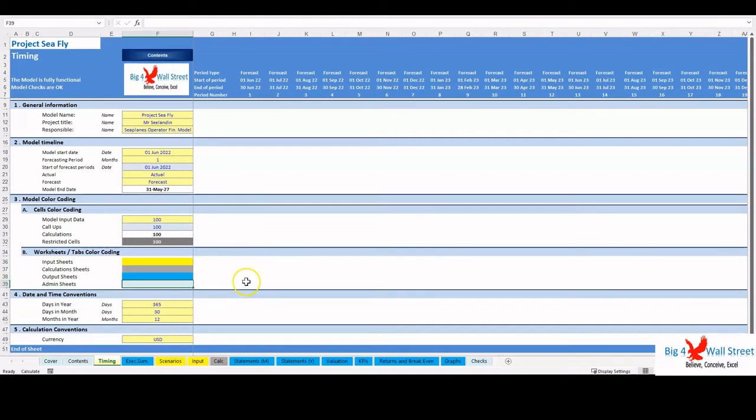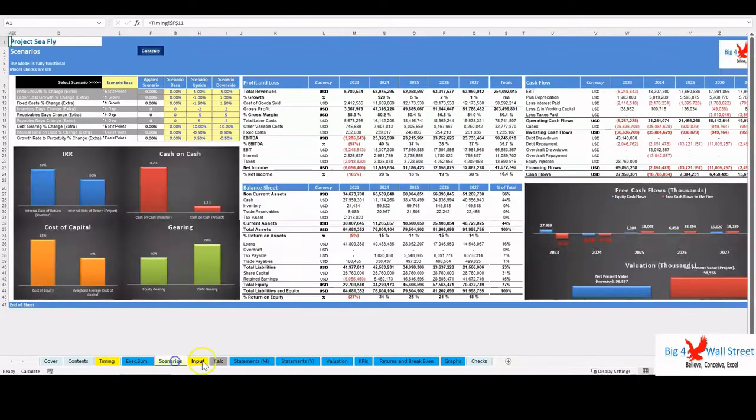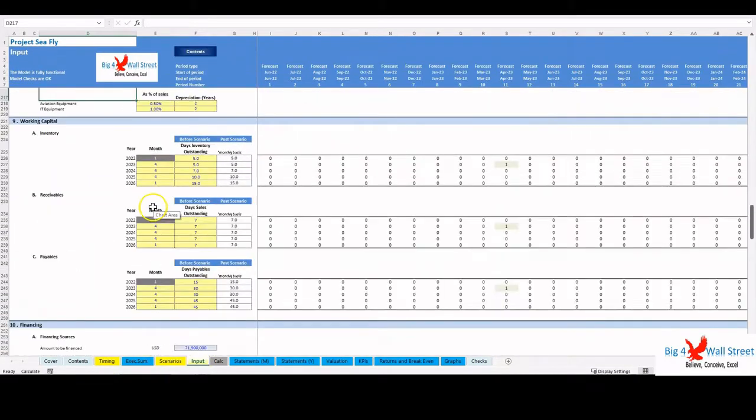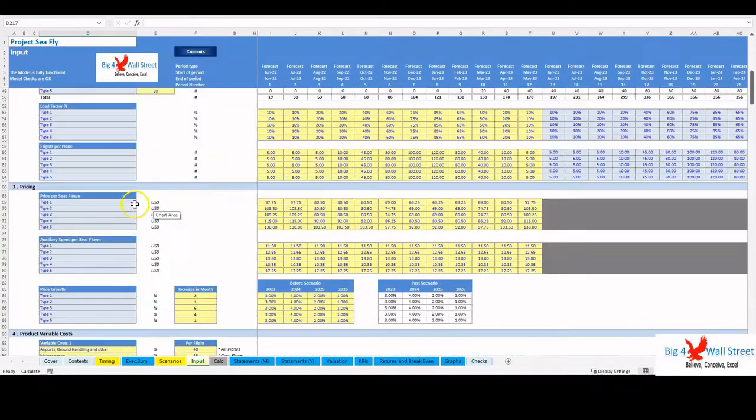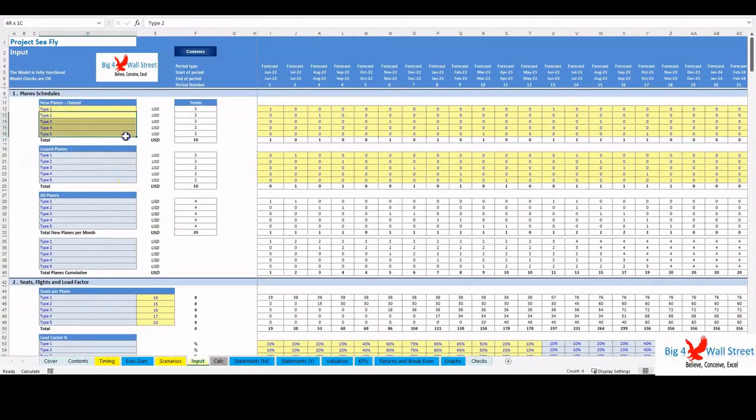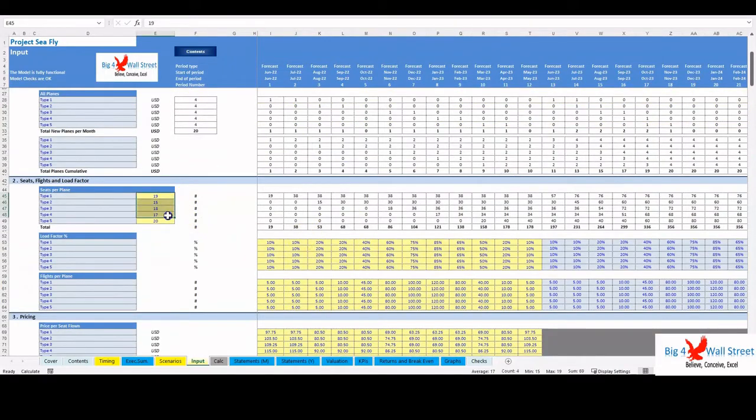There are 2 tabs where the user input is needed: Timing, Inputs, and Scenarios. The user needs to fill the yellow cells in each of these tabs. All the remaining tabs are calculated automatically. In the Inputs tab, the user fills the number of new planes per month, leased or acquired, afterwards the available seats per plane, and the percentage load factor and flights per plane.